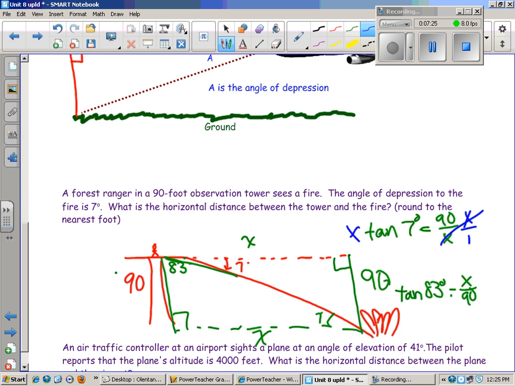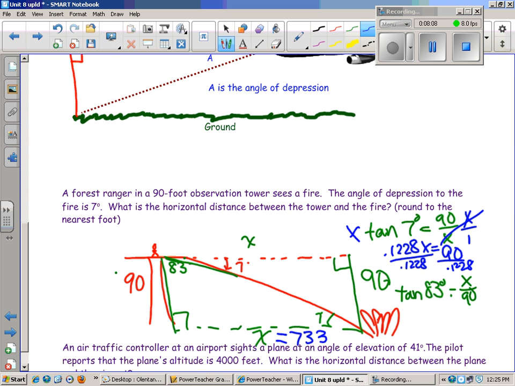That gets, round to the nearest foot. Yep. So I get 90 equals, what's tangent of 7? So I have 0.1228x equals 90. Divide by 0.1228. And that gives me, what's 90 divided by 0.1228? 732.8, so 733. Okay?